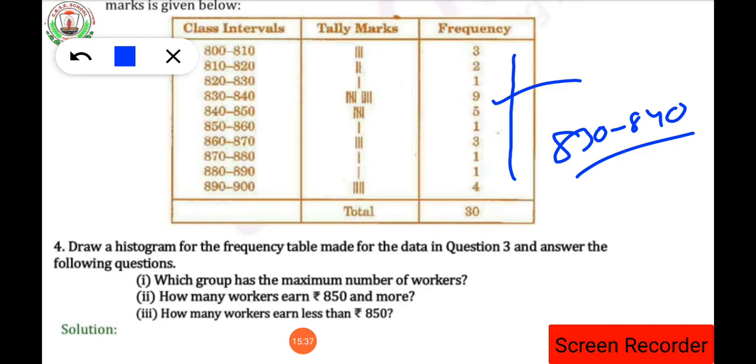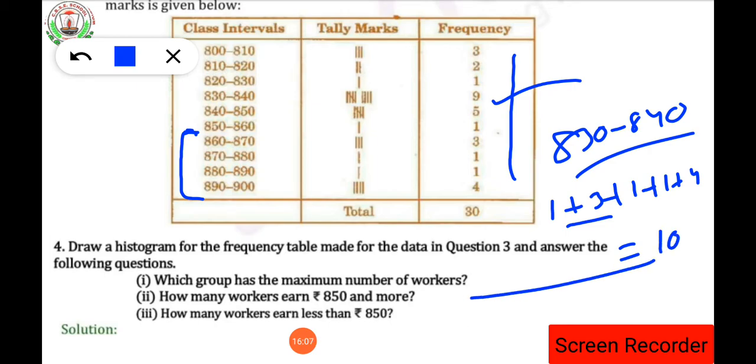Then for the second, how many workers earn rupees 850 and more? The 850 interval, so 850 will be marked over here. So the 850 to 900 interval. That means 1 plus 3 plus 1 plus 1 plus 4. So 4 plus 4 is 8, 9, 10. So total workers are 10. So that is the answer for the second.